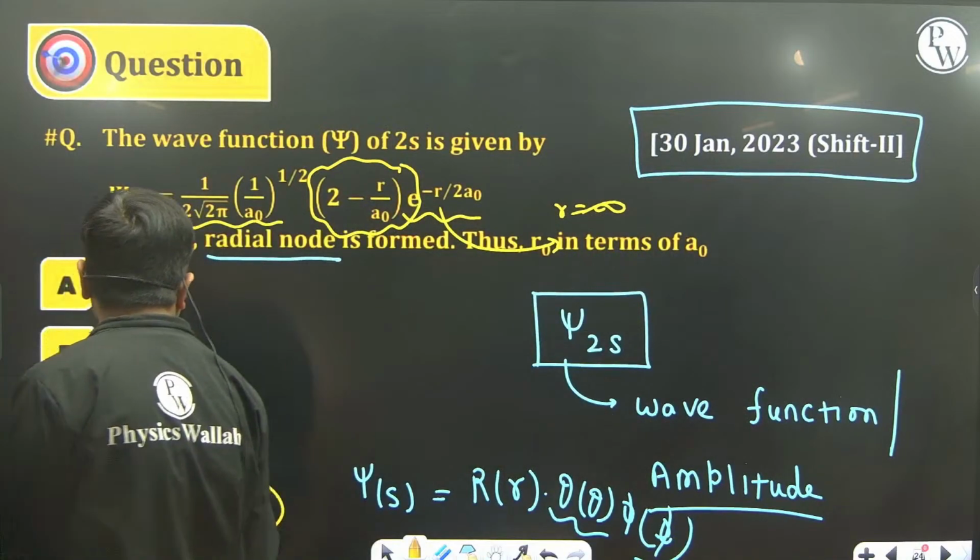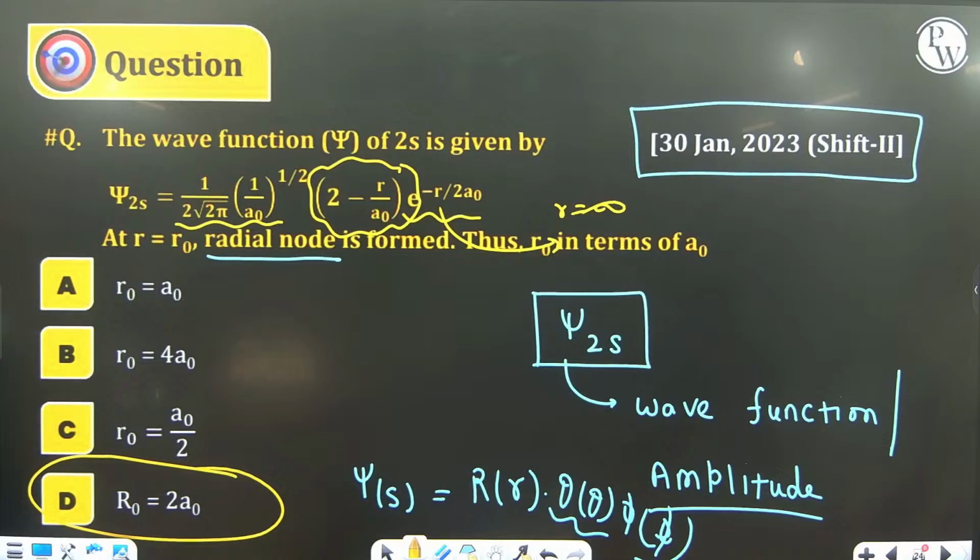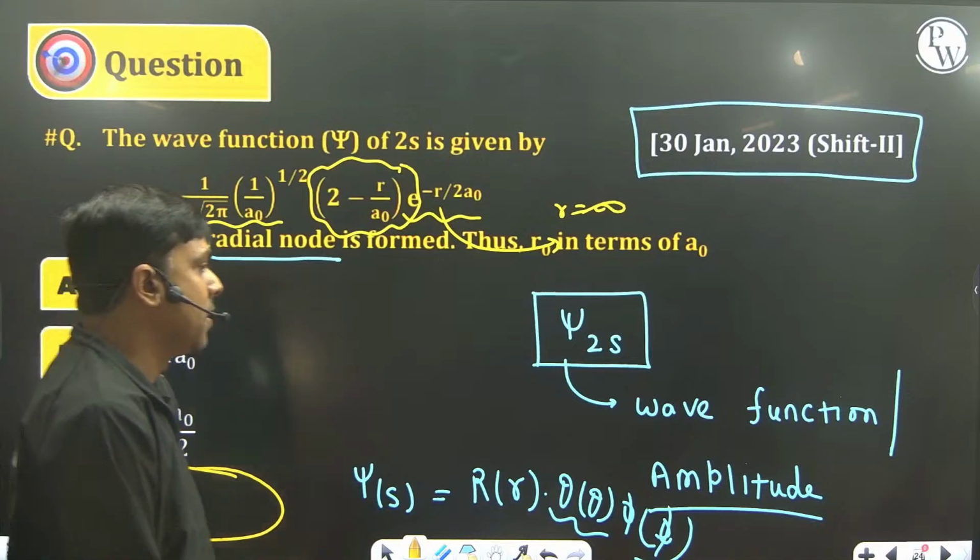B is the right key. Anyone? D. Perfect. Good, everyone.